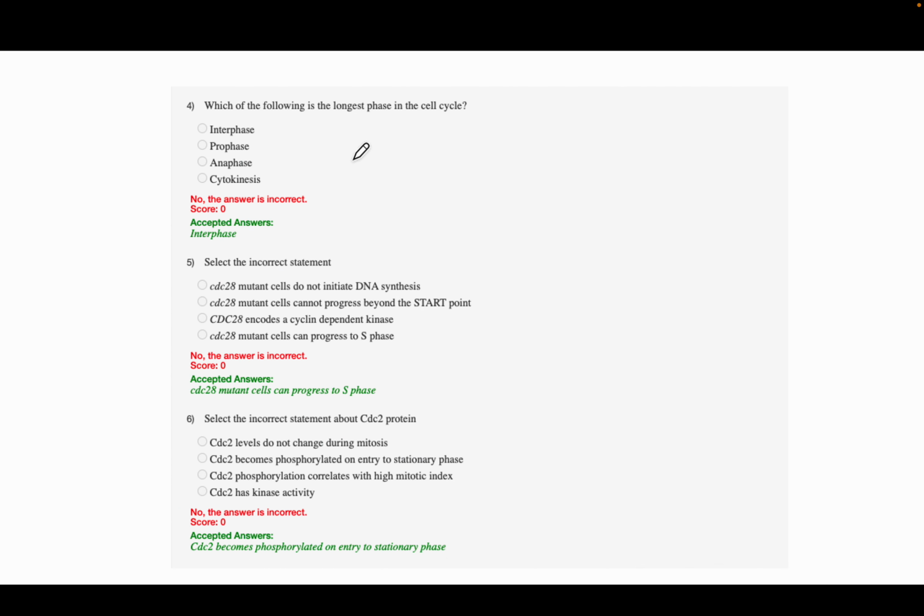Now the next question is: which of the following is the longest phase in the cell cycle? Definitely interphase, which consists of G1, S and G2, is the longest phase in the cell cycle.